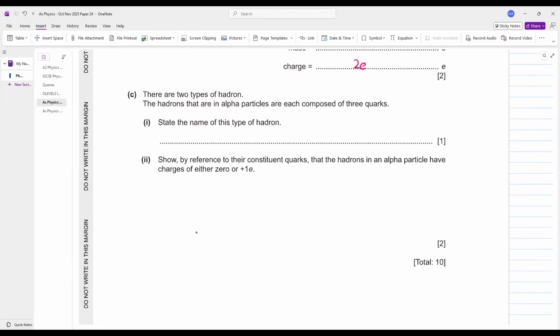There are two types of hadrons, okay? The hadrons that are in alpha particle are composed of three quarks. State the name of this type of hadron.